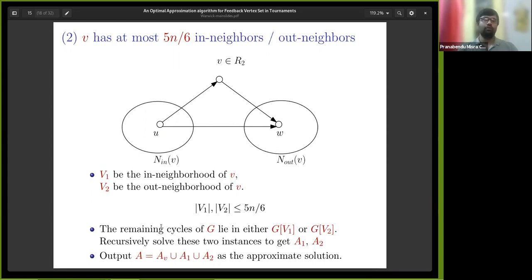Then what we are going to do is recursively solve these two instances, and they will give us two approximate solutions, A1 and A2. My output solution would simply be the union of these three things: AV, A1, and A2.